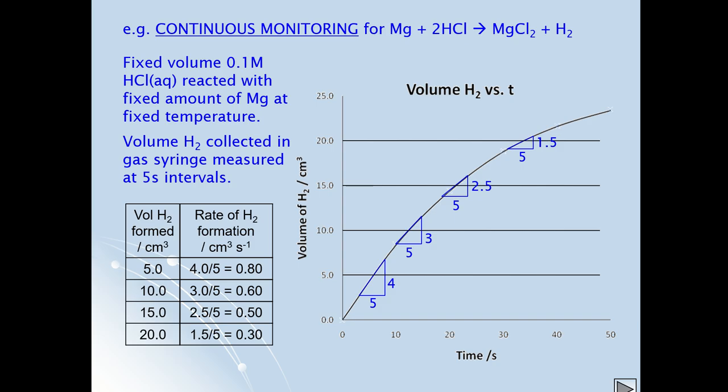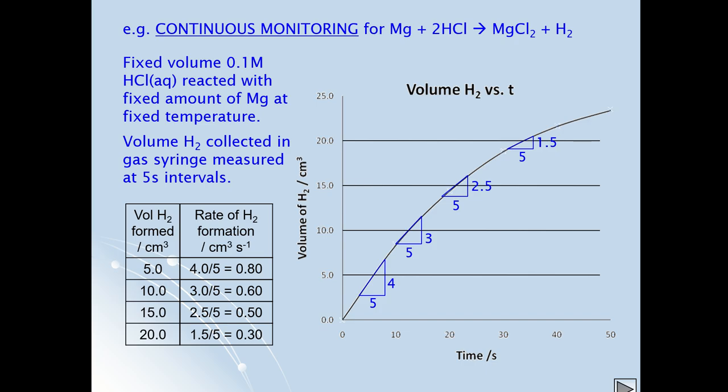How long did it take for those volumes to form? Okay, and we can see that we're looking at our tangents on the right hand side. Okay, so we have change in y. For the first one is 4 over 5, second one 3 over 5, third one 2.5 over 5, okay, and the final one 1.5 over 5.